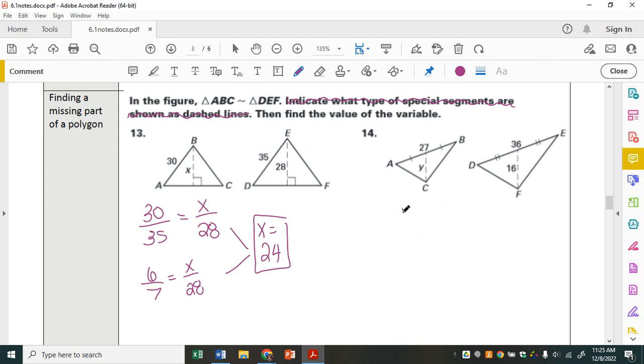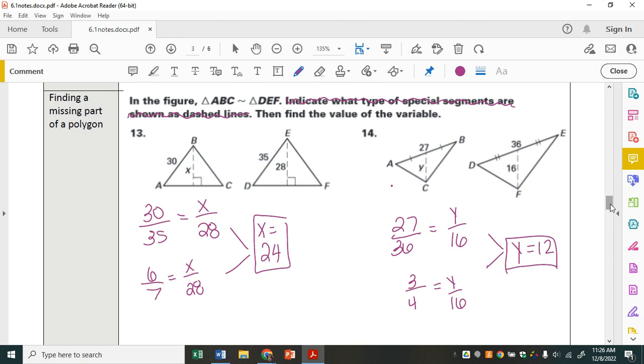Okay, on 14, you'd try the same setup. You would have 27 over 36, and you would set that equal to y over 16. And again, you can reduce this. These are both divisible by 9. So you'd have 3 over 4 equals y over 16. And you can cross multiply your smaller numbers, or you can cross multiply and divide by these large numbers. No matter what you do, you're still going to get that y is equal to 12.